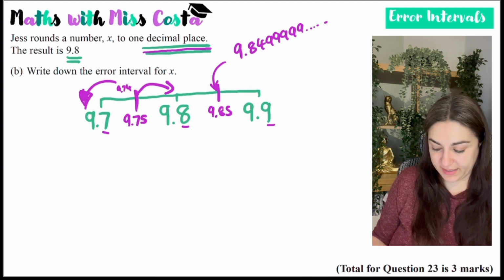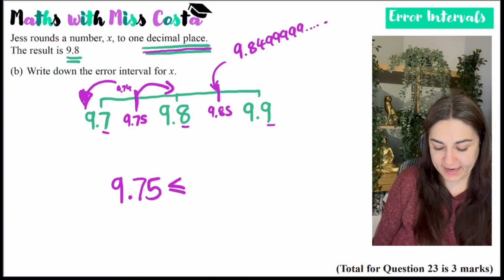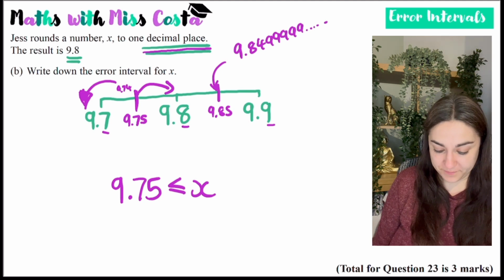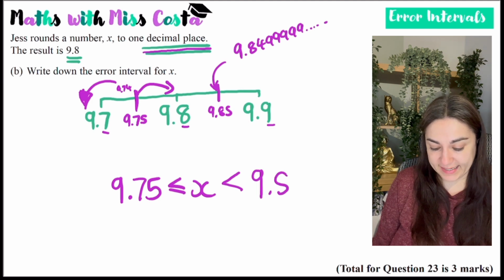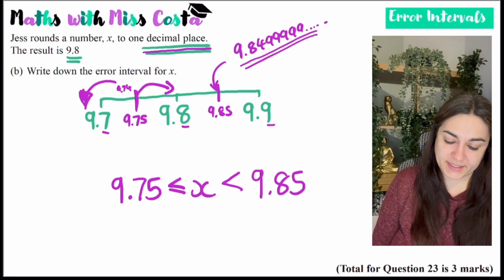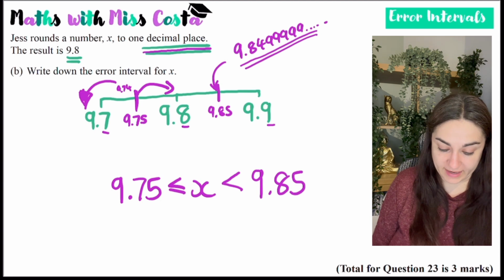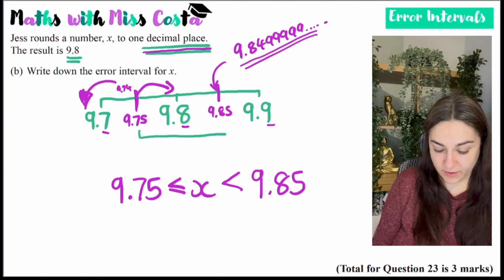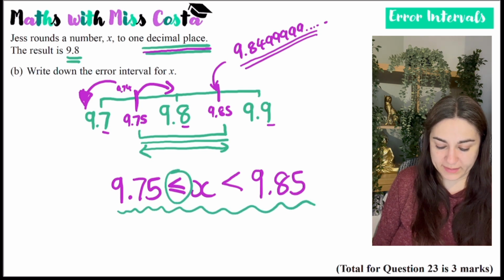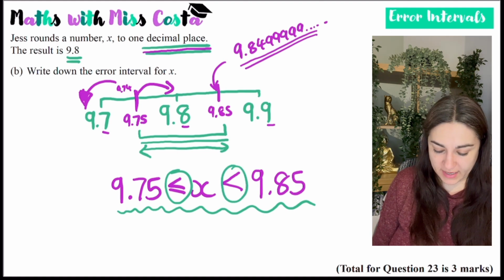But because I'm doing an error interval, I can just say that 9.75 has to be less than or equal to x, because it could be 9.75, that would still round to 9.8, but it has to be less than 9.85. So instead of writing 9.84999, I just say it can be anything up to 9.85. So an error interval is where you think, okay, what numbers could it possibly have been? It's in between these two values, could be anything in between them, and that's how I'd write my error interval. You always write it as less than or equal to the minimum number, and then less than.